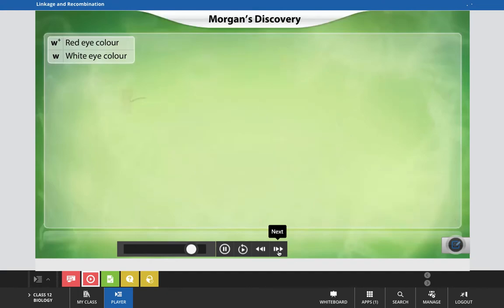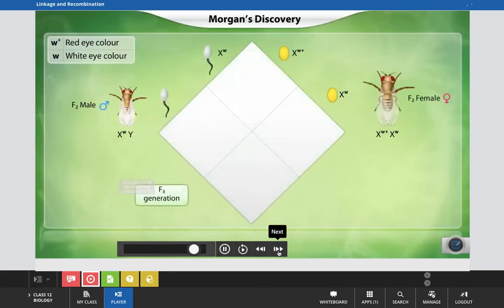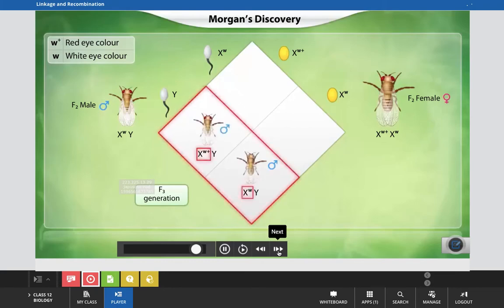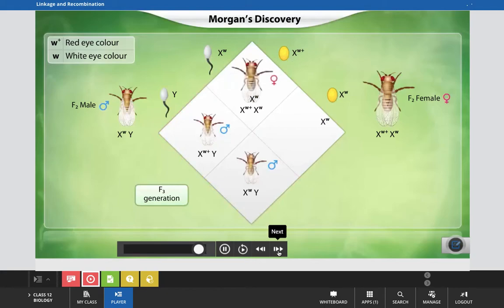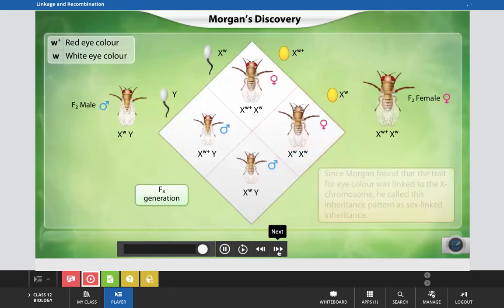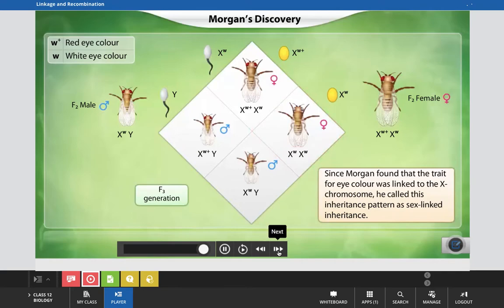Morgan further crossed the F2 males and females. Eye color in males depends on which X chromosome they inherit. A white-eyed female has recessive traits on both X chromosomes. Since Morgan found the eye color trait to be linked to the X chromosome, he called this inheritance pattern sex-linked inheritance.